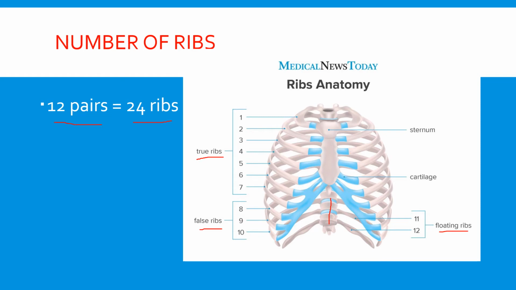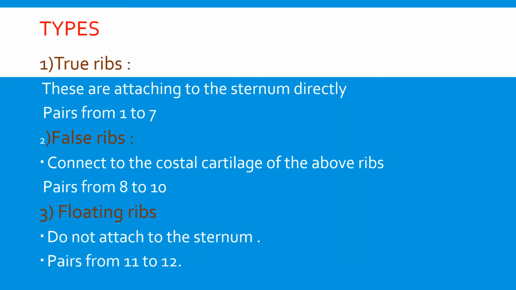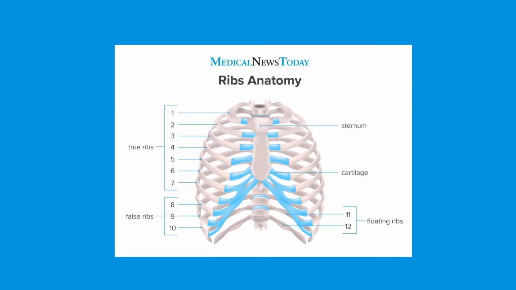So let's start with the types of the ribs. Let's study the types of the ribs in detail. I think we have to move to the diagram to study it properly. There are three types: true ribs, next is false ribs, and the third one is floating ribs.